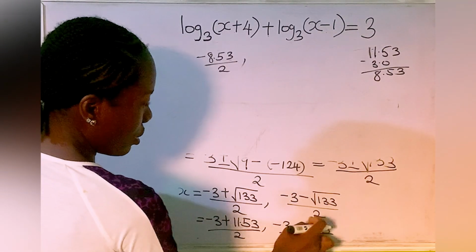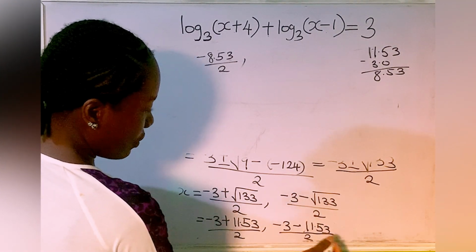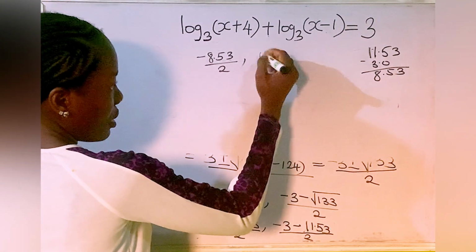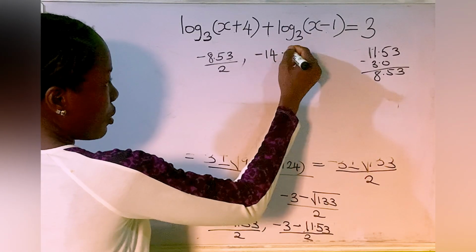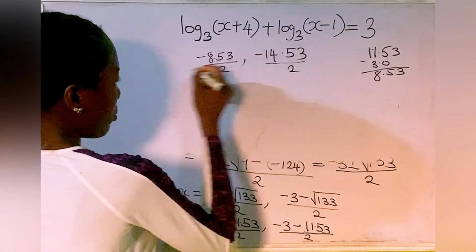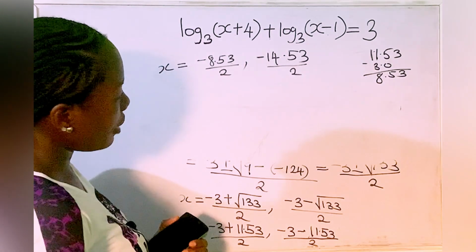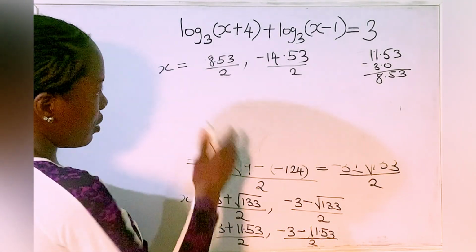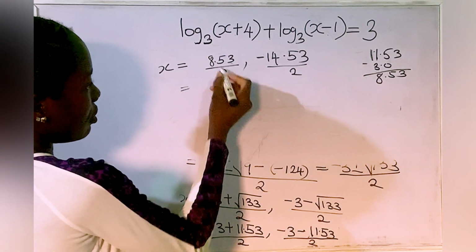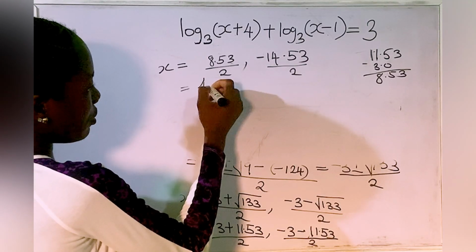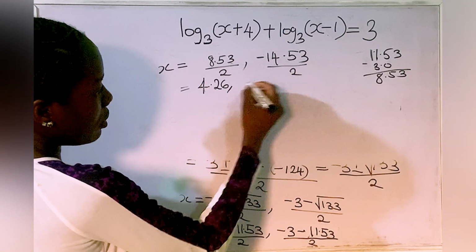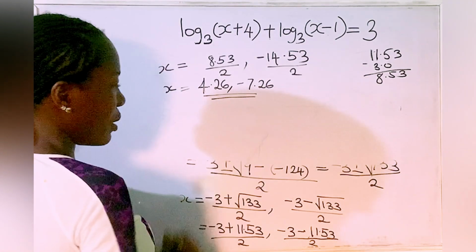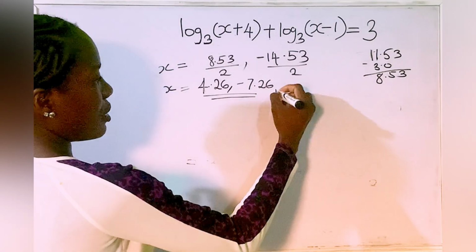Now, minus 3 minus 11.53, that gives us negative 14.53 all over 2. x is equal to this and this. Okay, now, this should be positive because 11 minus 3 is a positive 8. So now we have here x is equal to 4.26 or negative 7.26. That is the value of our x. Final answer is this. Bye bye.